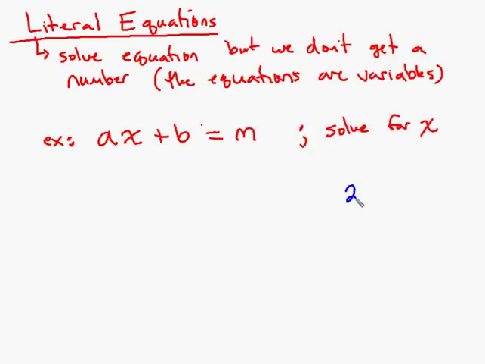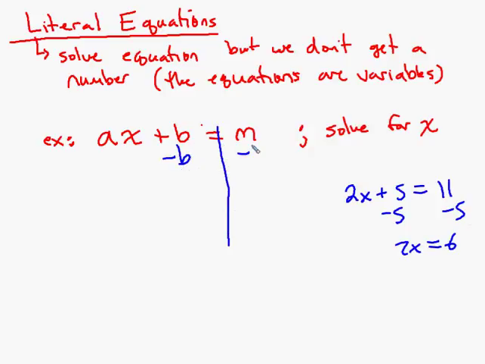So if I had something like this, how would I solve this for x? I would subtract 5. And I'd get 6 and I'd have 2x. So over here, I would subtract what? b. Now these are not like terms. I can't combine m and b like I can 11 and 5. So I have to write m minus b. And then I copy this ax down. Now what would I do next? I would divide by 2. And I get x equals 3.